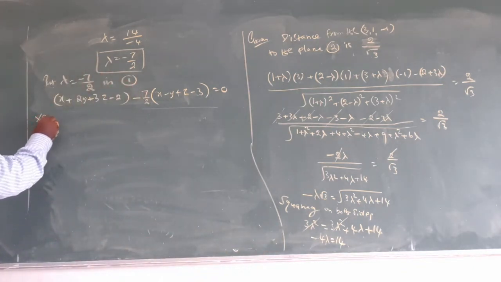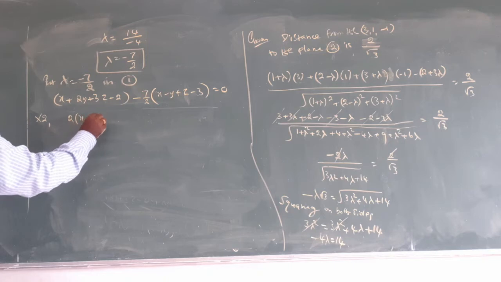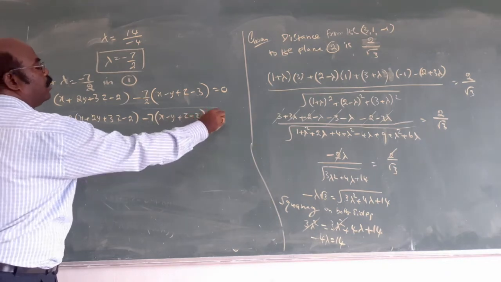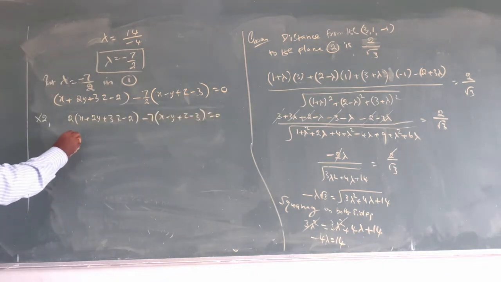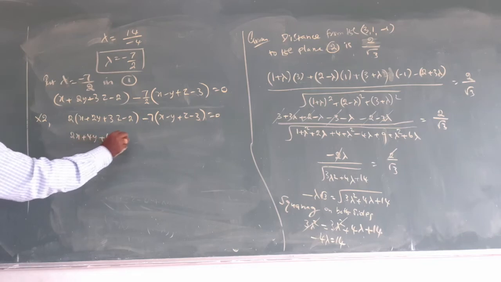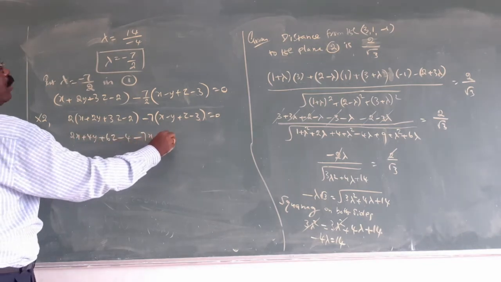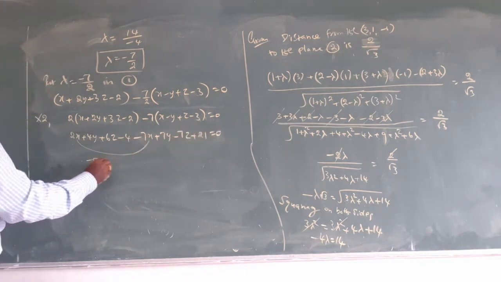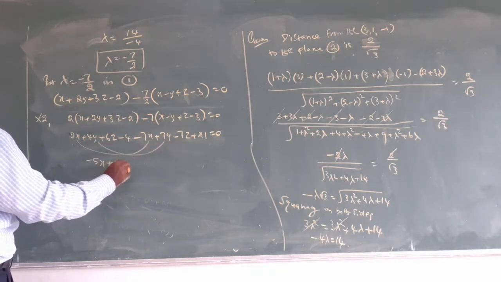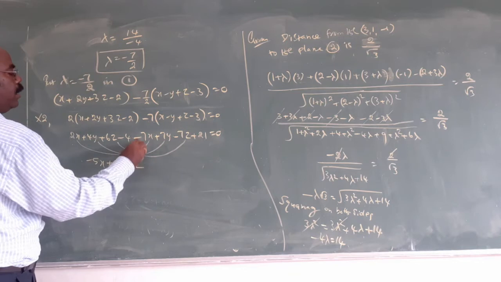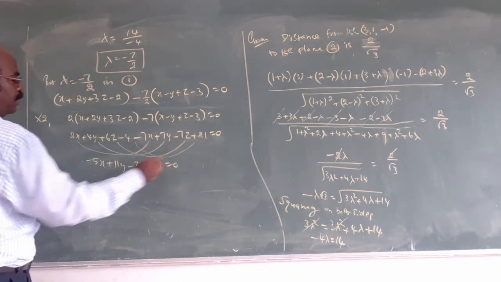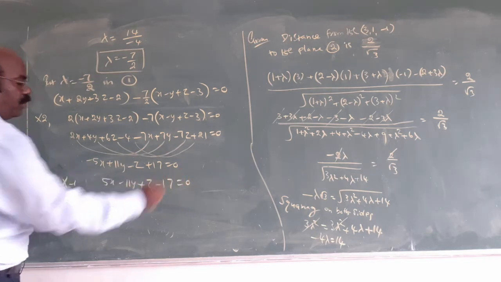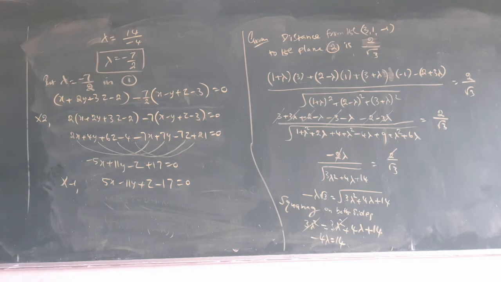Now multiply 2 into x plus 2y plus 3z minus 2, minus 7 into x minus y plus z, equal to 0. Am I right? Now multiply: 2x plus 4y plus 6z minus 4, minus 7x plus 7y minus 7z plus 21, equal to 0. Now x term with x term, minus 5x; y term with y term, plus 11y; z with z, minus 20z; constant with constant, plus 17. Change sign: 5x minus 7y plus z minus 17 equal to 0, which is the required equation of the plane.